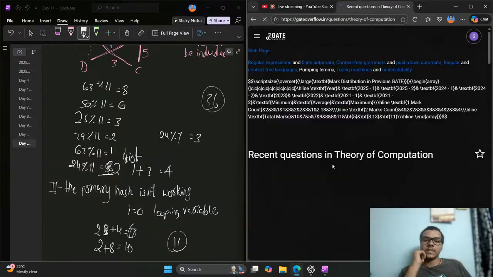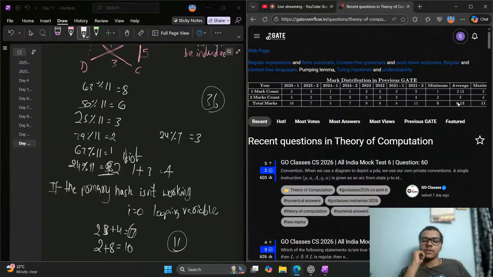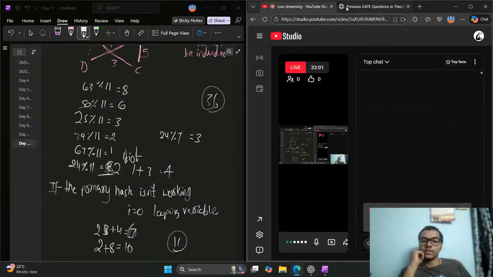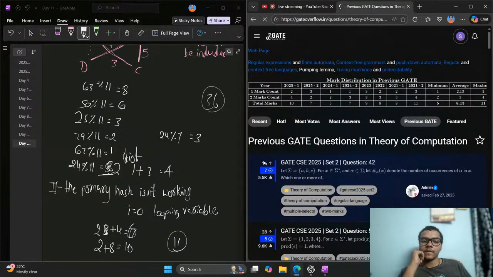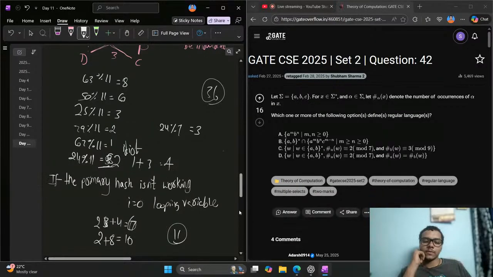Theory of computation, 7,000 questions. So average of 8 marks. I don't want to lose that. I have studied some theory of computation, by the way.